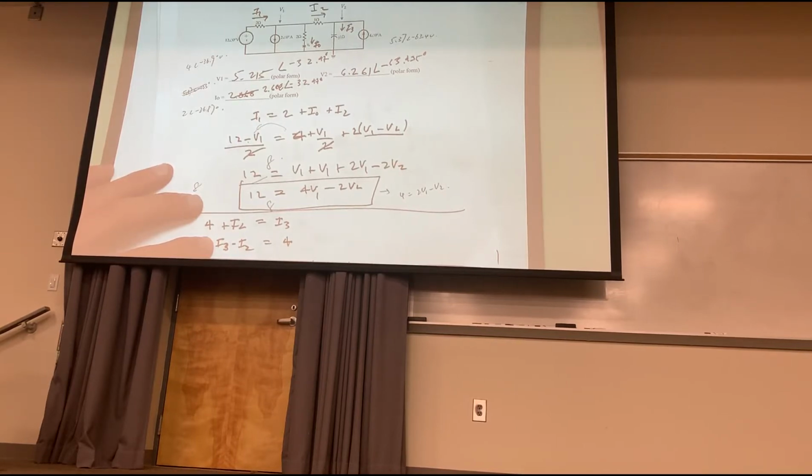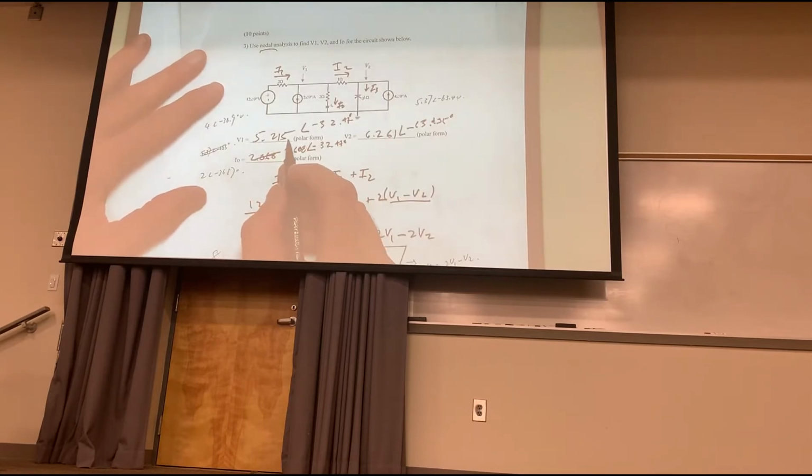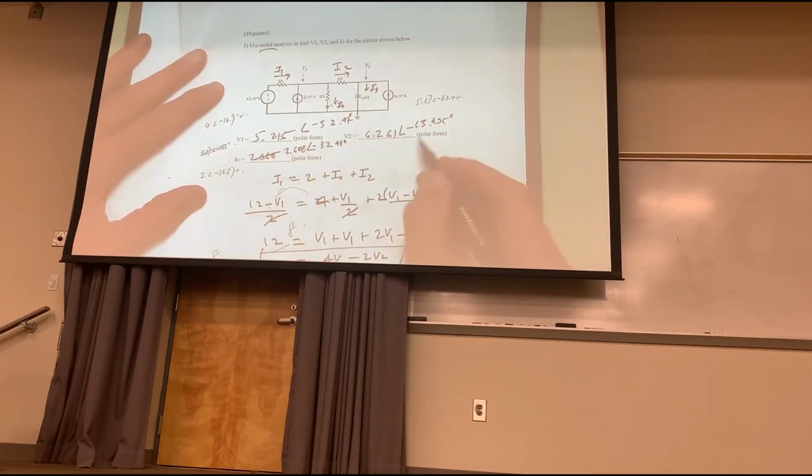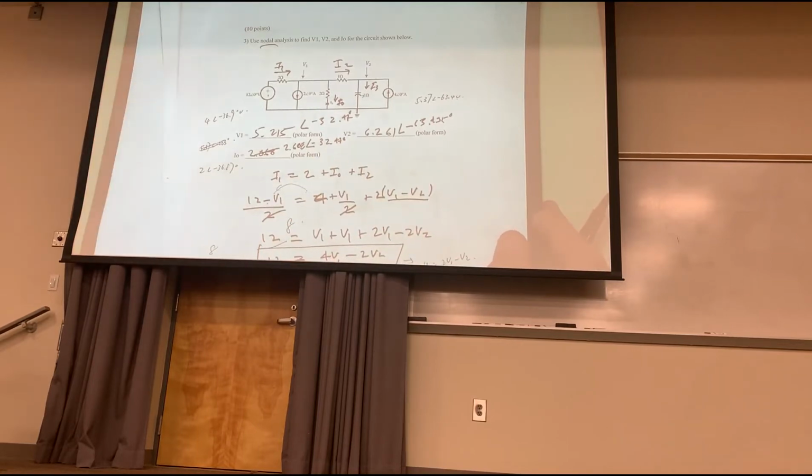Now we have 2 matrices. The coefficient matrix of this would be 4 minus 2 minus 1 and 1 plus J, equal to 12, or it's really V1, V2 equal to 12 and 4, right? And then you're going to solve and you'll get these values. V1 is 5.215 at minus 32.47 degrees. V2 is 6.261 at minus 63.435 degrees. And I0 is simply going to be equal to V1 over 2, and that's 2.608 at minus 32.47 degrees. These are the hardest problems.